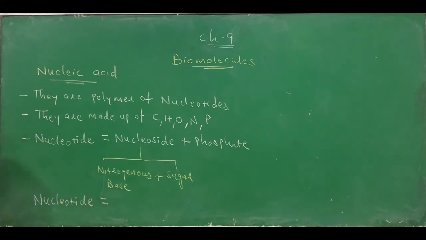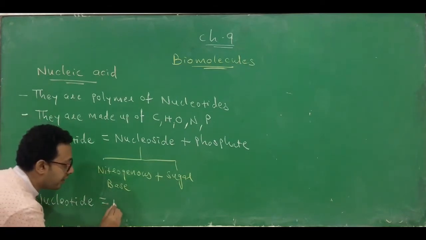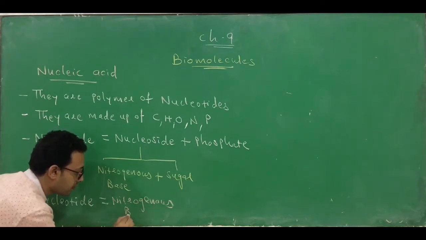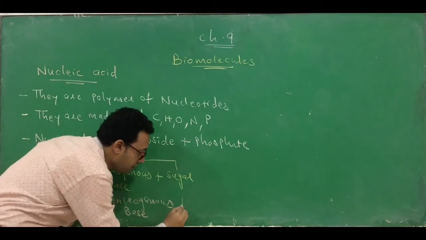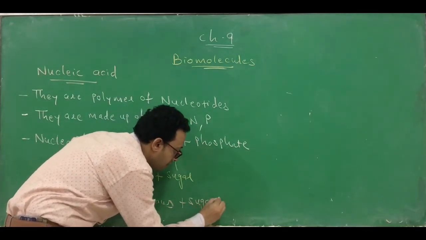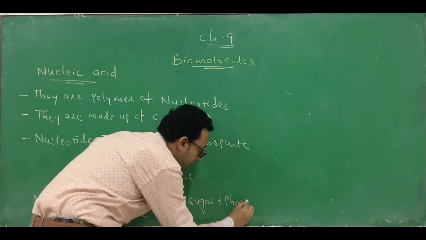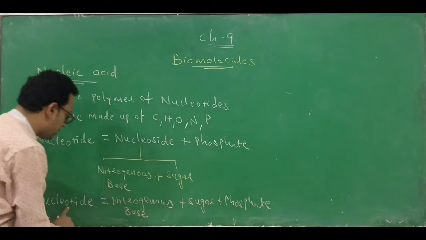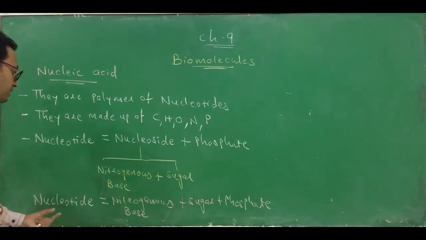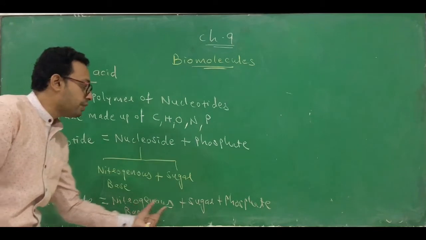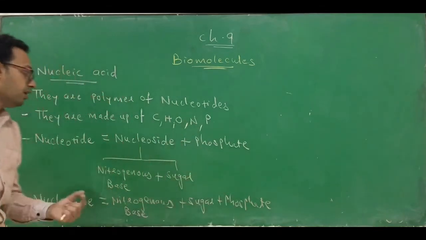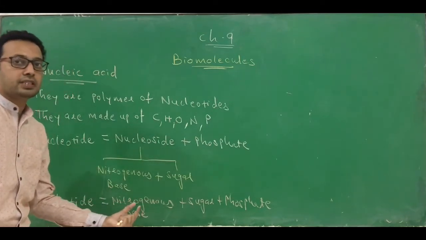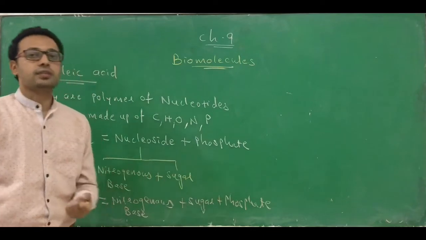A nucleotide is equal to nitrogenous base plus sugar plus phosphate. These first two are the nucleoside, plus phosphate, that means nucleotide. So in either language you can say that a nucleotide is nitrogenous base, sugar and phosphate, or nucleoside plus phosphate. Now we have to learn what the nitrogenous bases, sugars and phosphates are.